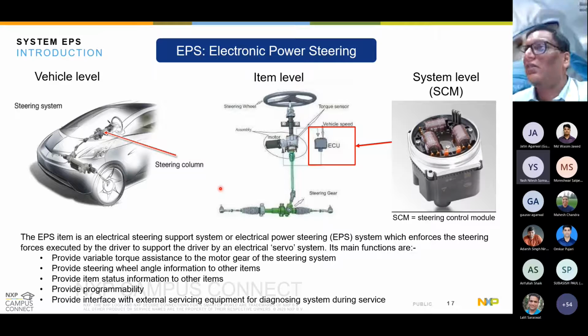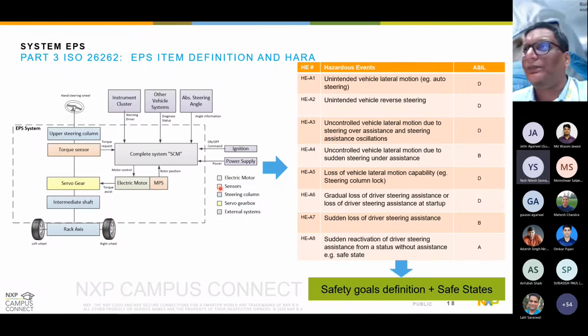Now you can imagine if this ECU starts to malfunction, then what could happen? If your ECU starts to malfunction, then you would have something like unintended vehicle lateral motion. So even if you're driving in a straight direction, there's a malfunction and the electronic power steering will start to turn your car to the left or the right. And that could be a malfunction which could be severe, right? So if you're driving at a high speed and your car suddenly turns without your command, then it's going to cause an accident, a severe accident, right?